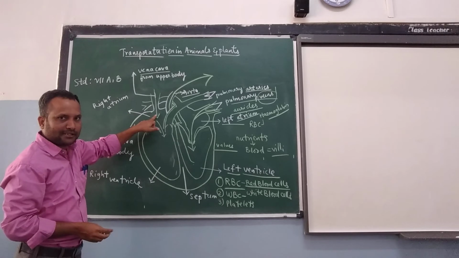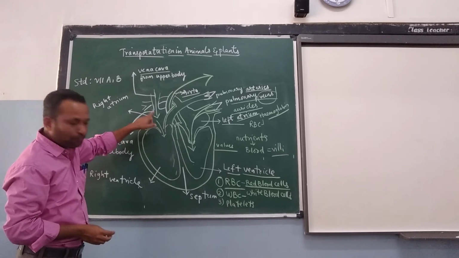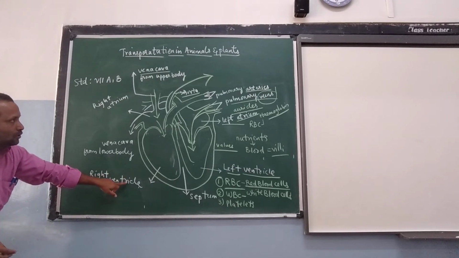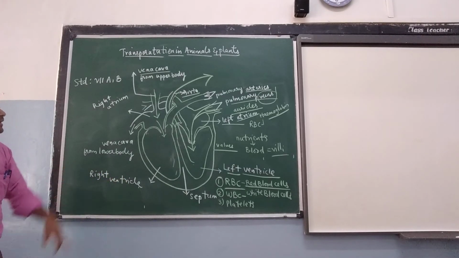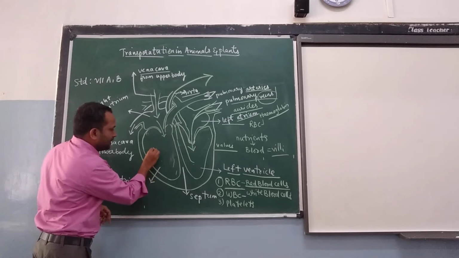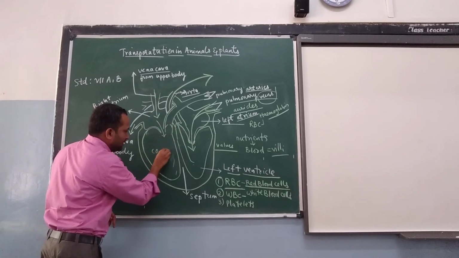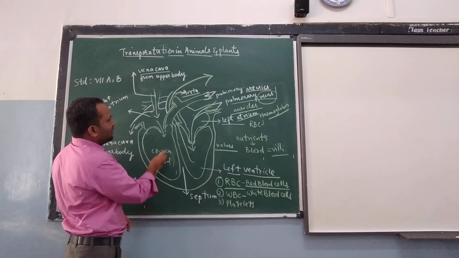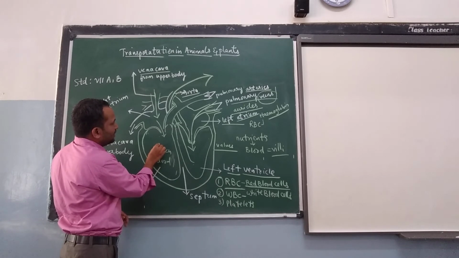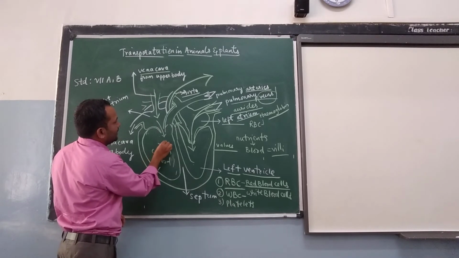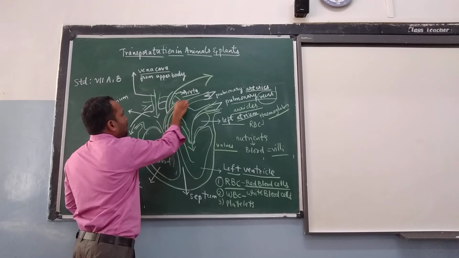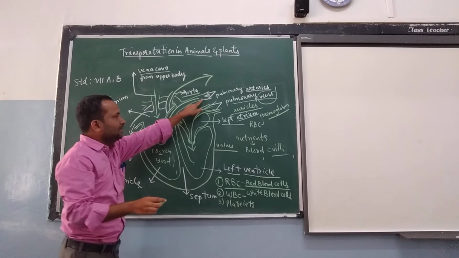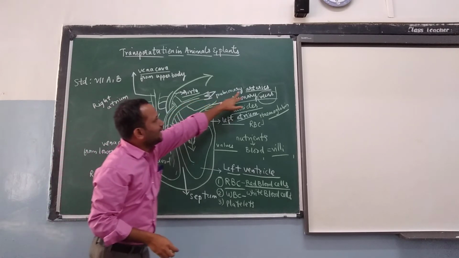From the right auricle it is being pumped back. It is being pushed down to the right ventricle. So when it comes here it is nothing but carbon dioxide rich blood. From here it is going to go out. When it goes out here, you can see the pulmonary arteries.